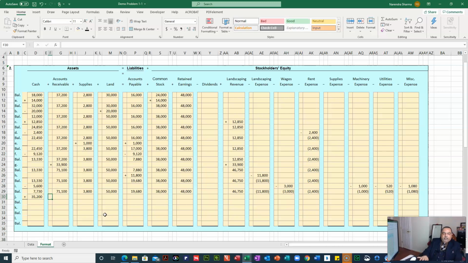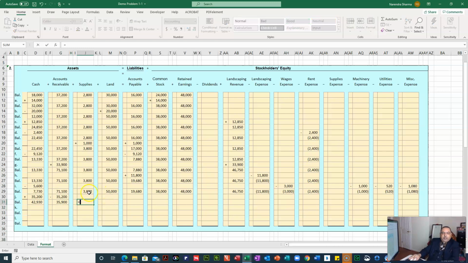So that will be plus 35,200 and minus 35,200. Other things remaining the same. So this will be 7,730 plus 35,200, which will be 42,930, and this will be 71,100 minus 35,200, which will be 35,900.